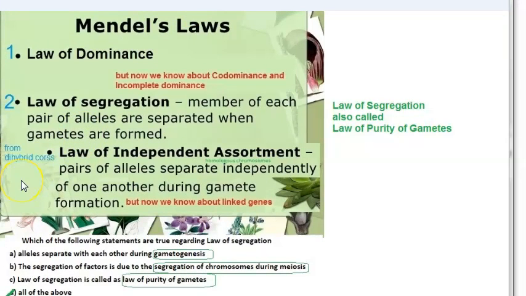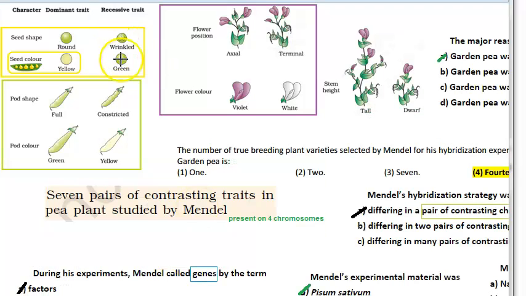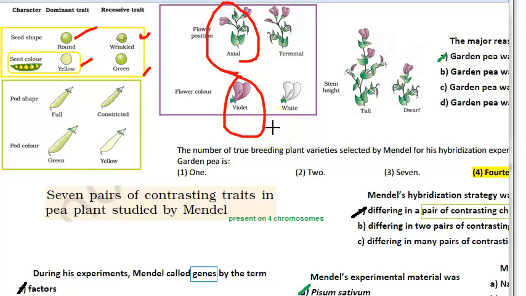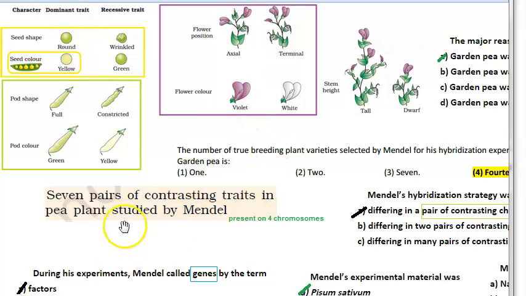So you know what he did. He was a monk. He saw these pea plants, and he saw that the seed shape is either round or wrinkled. Seed color is yellow or green. Pod shape, pod color, flower position, flower color. Some of these are dominant traits, like the seed being round, seed being yellow, flower being violet. These are the 7 pairs of contrasting traits of the pea plant studied by Mendel.